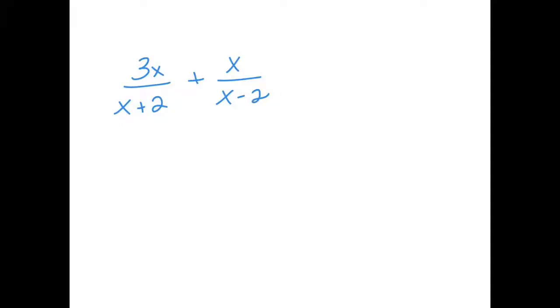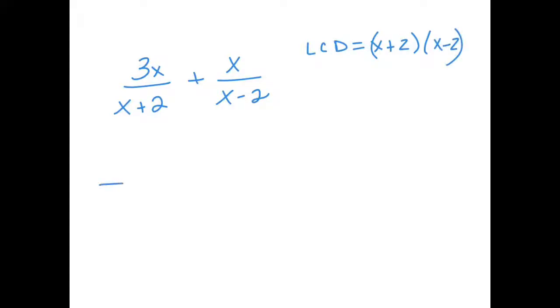So here we are with two rational expressions that we're going to add together where our denominators are different. Pulling from what we already know about adding fractions that have different denominators, we're going to use that here. The first thing I'm going to do is find my lowest common denominator, which in this case is just going to be multiplying the two denominators together. So x plus 2 times x minus 2.